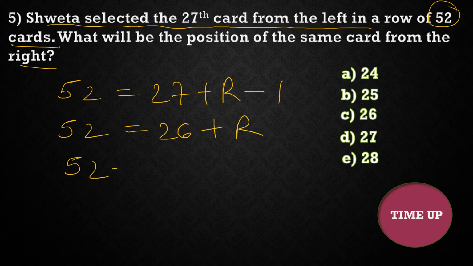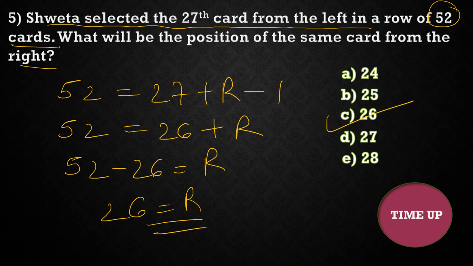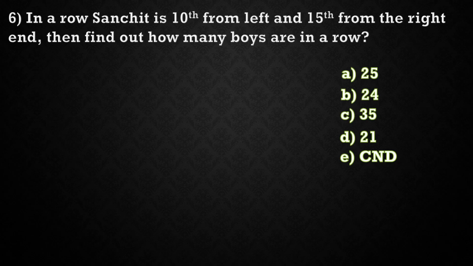So 52 minus 26 equals R. So that comes to 26. So 26 is your answer. Correct option is C. Sixth question on your screen and your timer starts now.